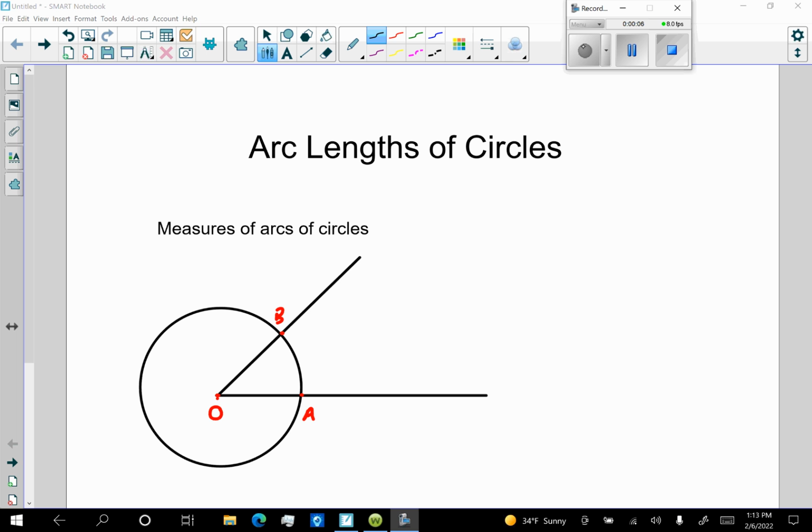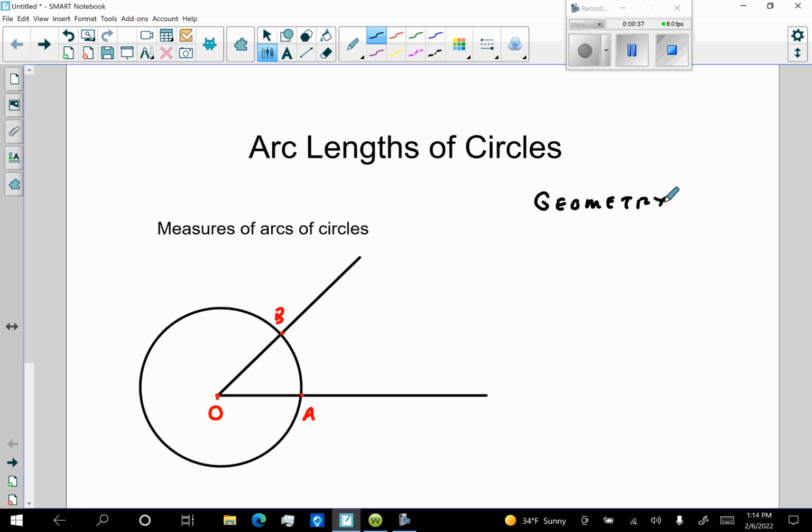Today we're going to talk about arc lengths of circles. This is a very important pre-lesson to discovering what a radian measure is in trigonometry. So we're going to go back in time and talk about arc lengths of circles in geometry. This is mostly a geometry topic, arc lengths of circles. This is something that we should have covered in geometry.